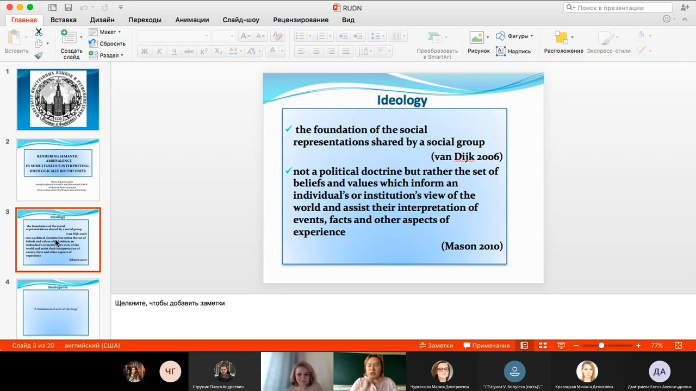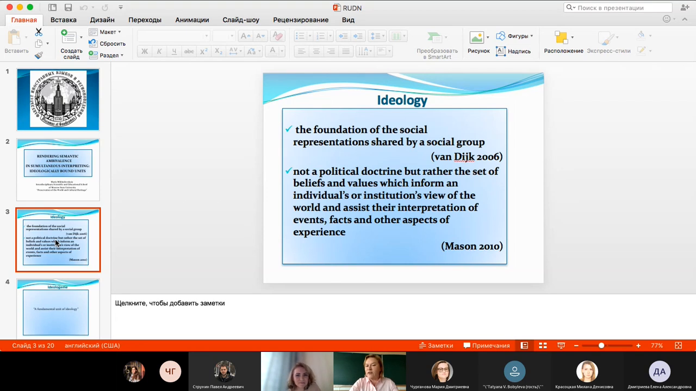And I would like to point out that, first of all, the term ideology incurs some pejorative connotations, since it tends to be associated with manipulation and deceit, especially in the field of politics. But as you can see, it can also be regarded as the foundation of the social representations shared by a social group.